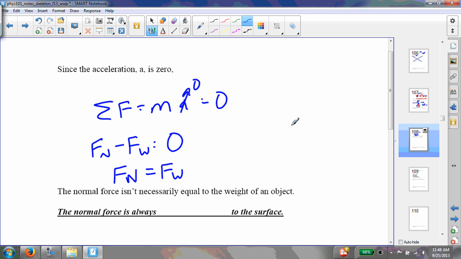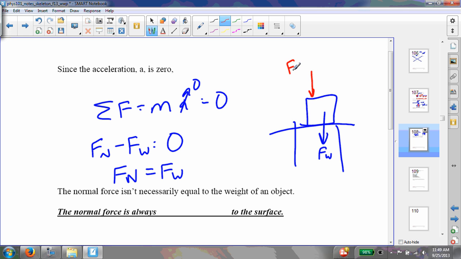Now, a caveat to that is, let's say I have an object sitting on a flat surface. I have a weight, Fw. Well, let's say that I also have another force, like say I'm pushing down on a block with some force. In that case, the normal force will equal the weight plus this other force because I'm pushing down on it. And so as a result, the table is pushing back up again. I've already said this, but normal means perpendicular, so normal forces are always perpendicular to the surface.